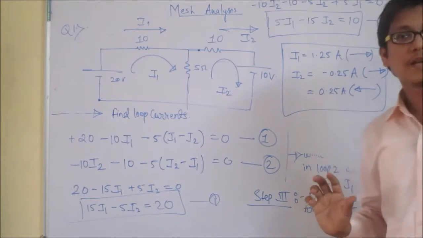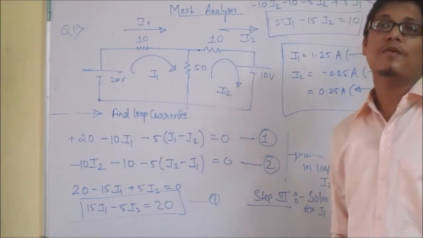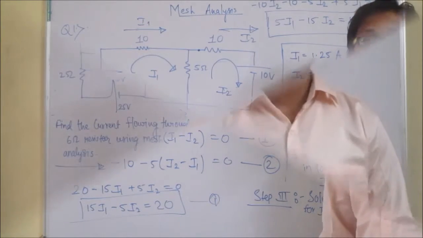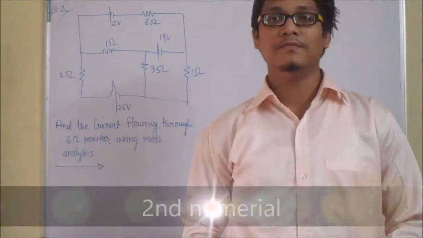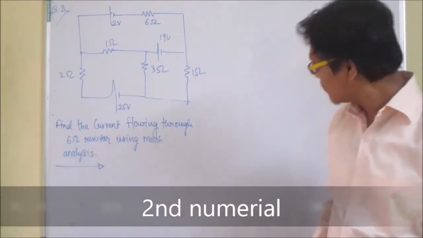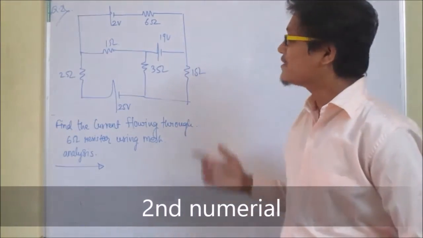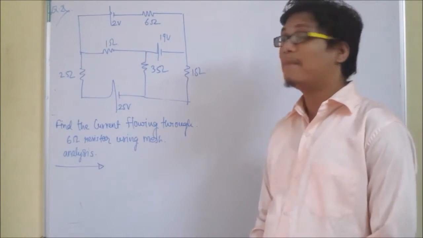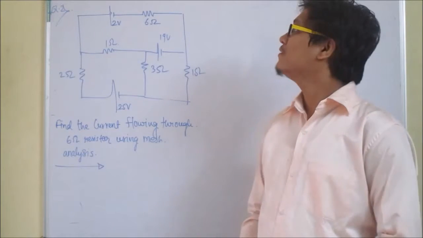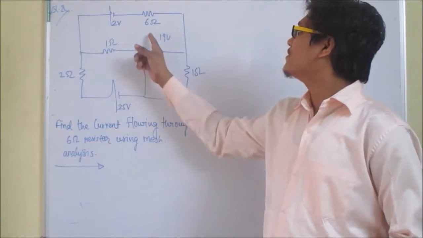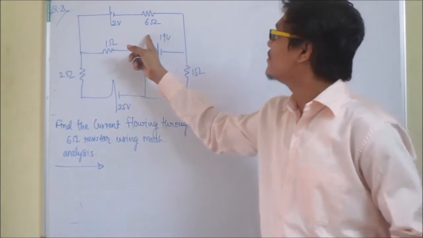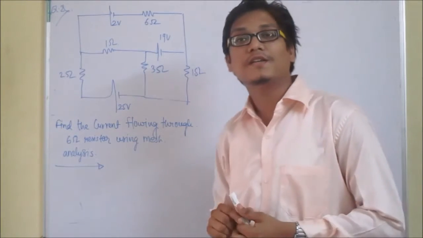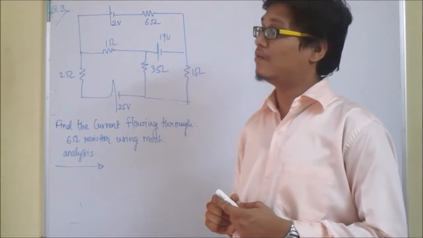So this is basically mesh analysis. We will see more, tougher problems in this technique. And now consider this sum. They have asked over here that we have to find the current flowing through the 6 ohm resistor by mesh analysis. Now here the 6 ohm resistor is over here. What is the first step in mesh analysis? Always assume loop currents or mesh currents.